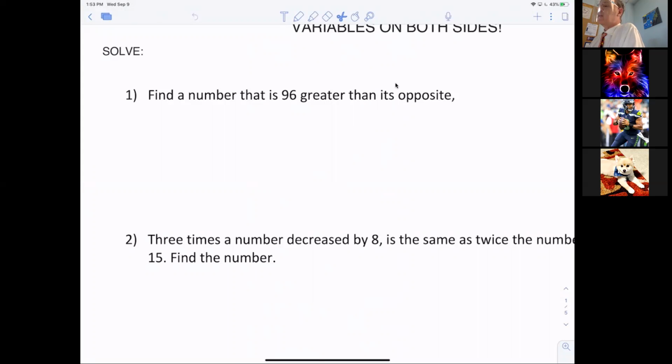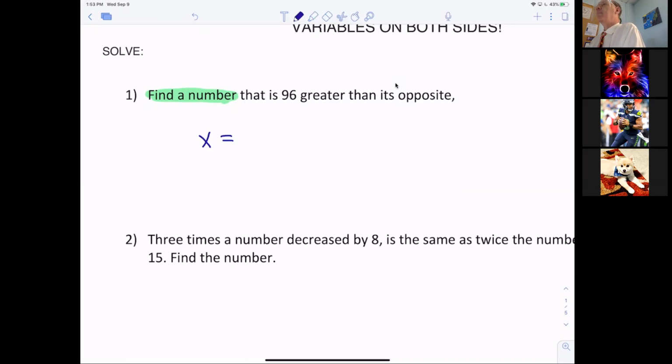Find a number that is 96 greater than its opposite. All right, so how do I write that as an equation? Do you know? All right, well, let's go slow here. Find a number. What does that represent? X. Is in math usually means what? Equal. Good.